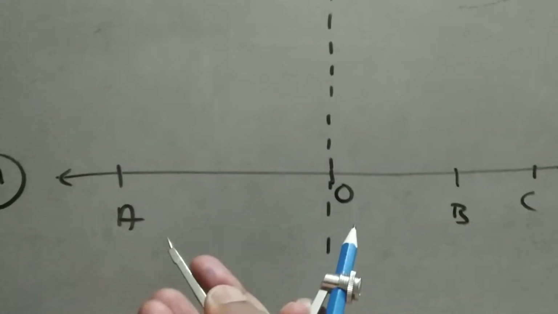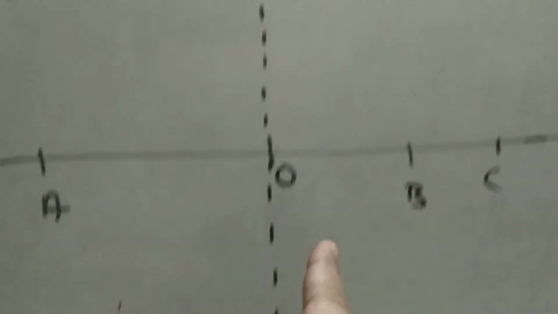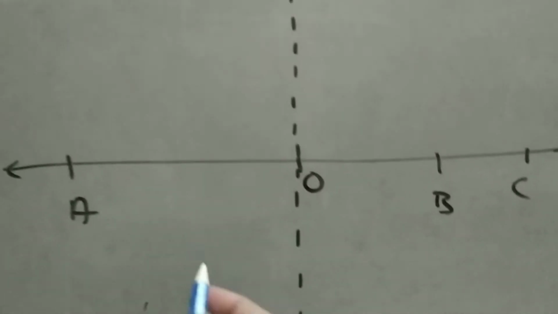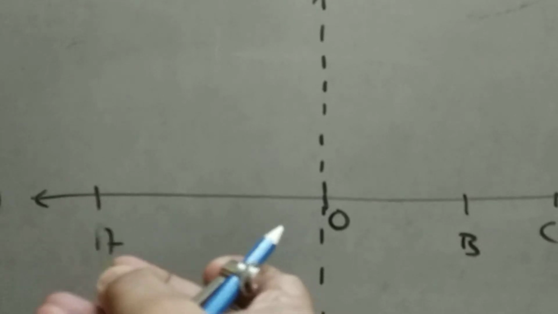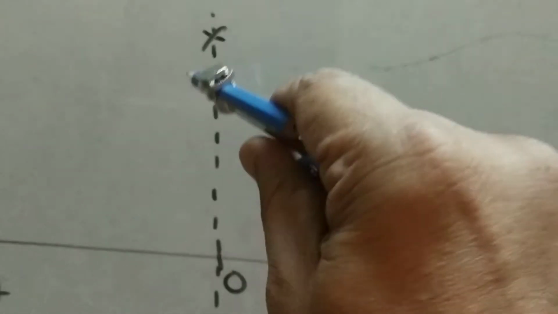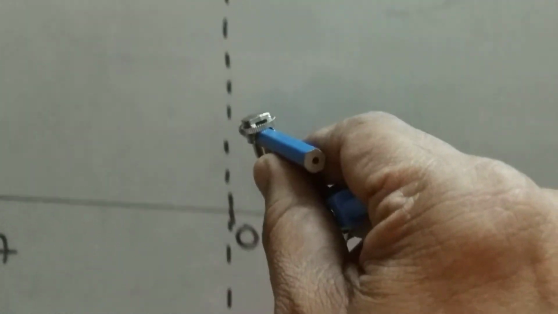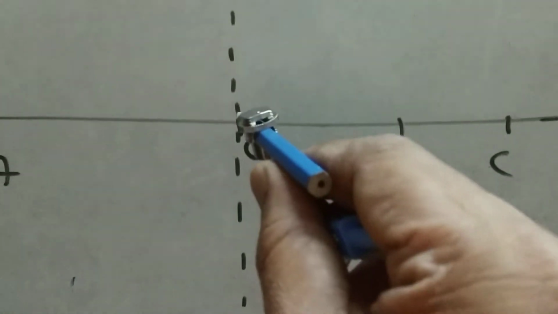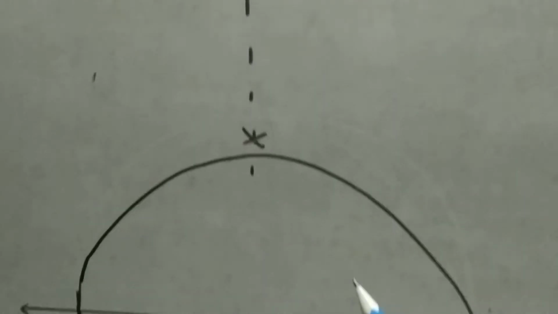take more than half of the distance AC and make an arc up and down. From A, keep your compass at A, take more than half the distance of AC and draw an arc up and down, and keeping the compass at C, do the same, cutting the previous arc. Join these arcs from here to here and you will get the midpoint of AC. Mark it as O.